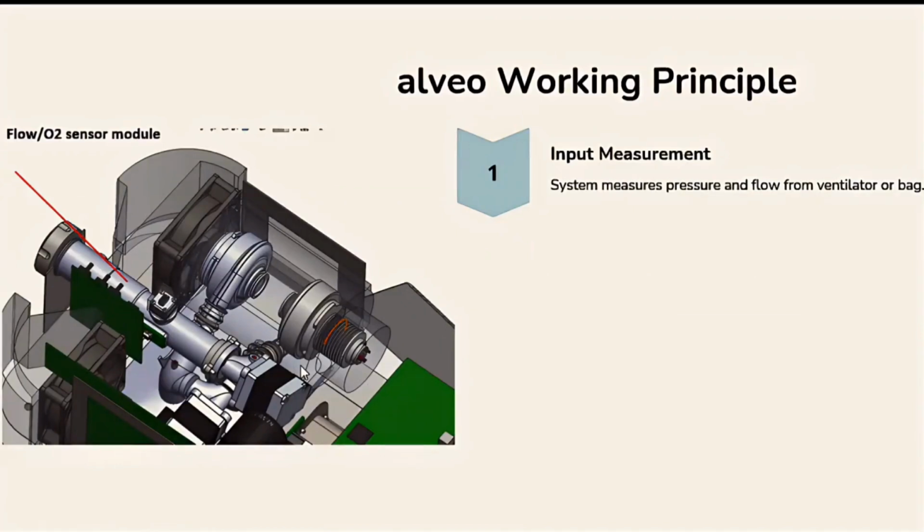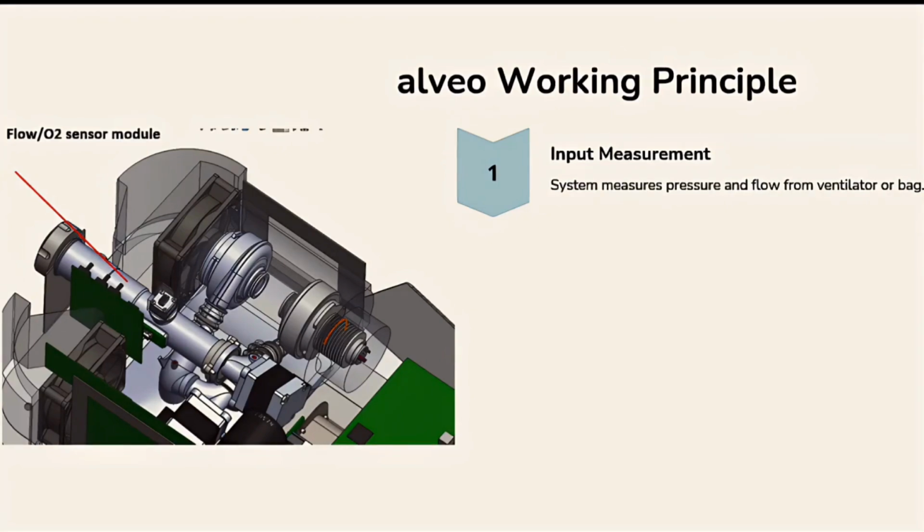And so we now have a close look into alveo. So we see here on the left the flow port where you connect the ventilator. Here is the flow and oxygen sensor module, which is measuring the oxygen concentration of the incoming gas and also measuring the flow. The oxygen sensor is a maintenance-free optical oxygen sensor, so you don't have to exchange this sensor for at least 10 years, as long as the alveo is running.